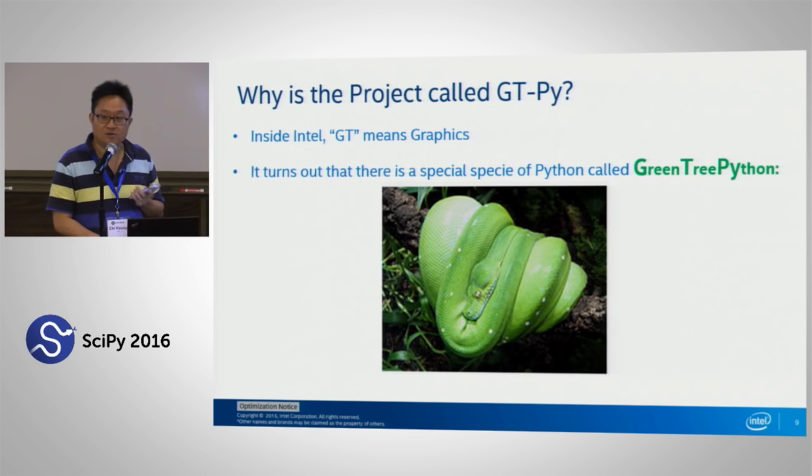Just to explain why I call this project GTPy: internally, GT means graphics in Intel, and this is motivated by the fact that we want to support Intel graphics. But fortunately, we're able to find some meaning for GT, because GT also means green tree Python, which is shown here. But this is an afterthought, to be honest.